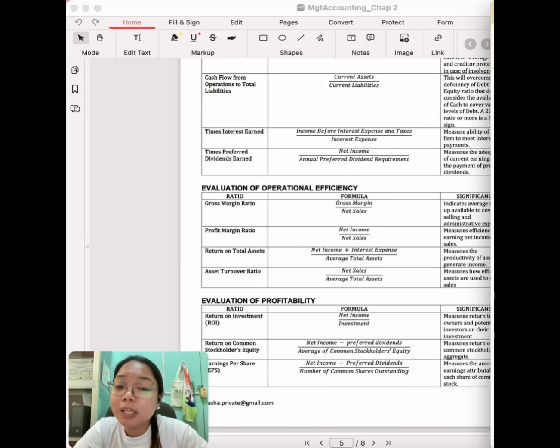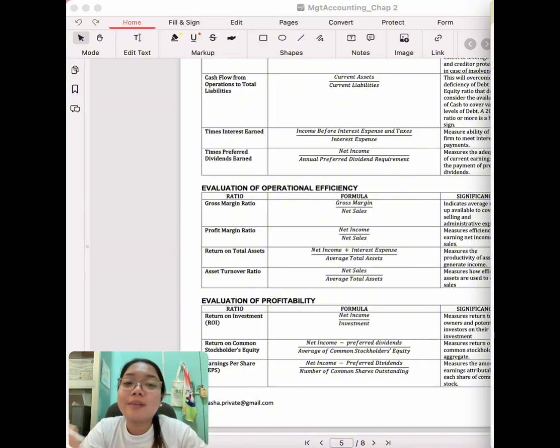So, if the company has a lot of assets but generates very little income, its return on assets may be relatively low. So, students, don't simply ask how many assets does the company have. Dapat ang itatanong dyan is how well are those assets generating income. Okay? So, that is return on total assets.